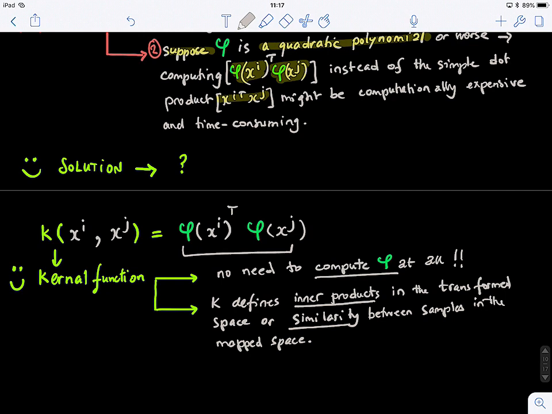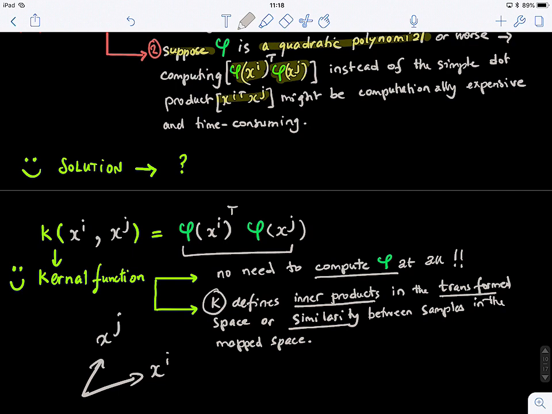And the second one is that basically the kernel k defines an inner product in the transformed space, or the similarity between samples in the mapped space. And this is a more general version of the concept of inner products or dot products between samples. Kernels can work on graphs, on trees, on surfaces, on anything. So there are more general mathematical tools to compute the similarity between two vectors xi and xj.